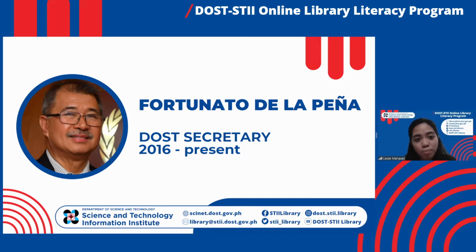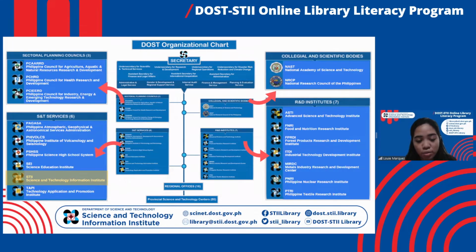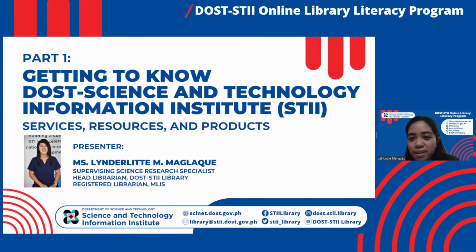Now, DOST is composed of 18 attached agencies. So siguro yung iba familiar na kayo, like Pag-asa, FNRI, SEI, and PHIVOLCS. Yan yung mga examples ng attached agencies, and several regional offices divided into 4 clusters, namely the Sectoral Planning Councils, the S&T Services, the collegial and scientific bodies, and the research and development institutes. So DOST Science and Technology Information Institute is part of the S&T Services as the marketing and information arm of the DOST system. Okay, so now we shall proceed to our topics.